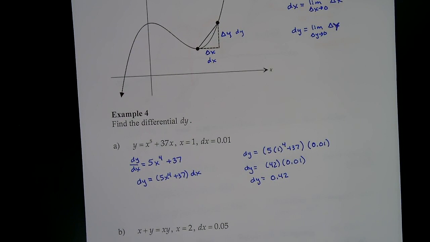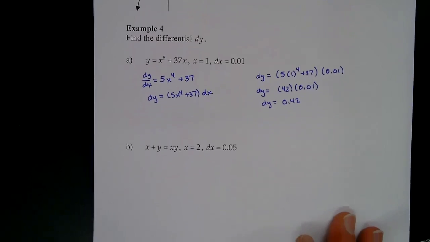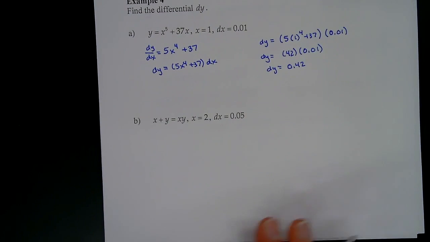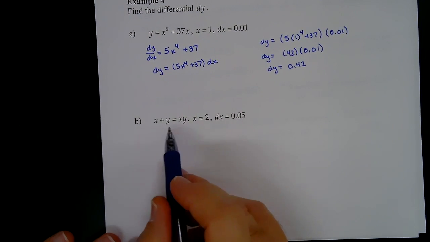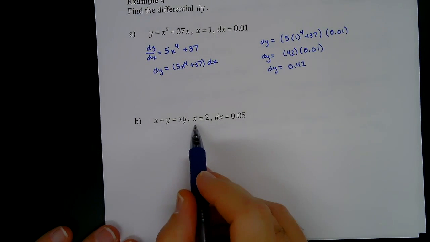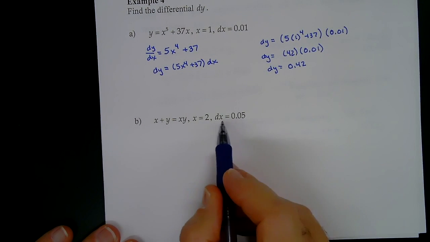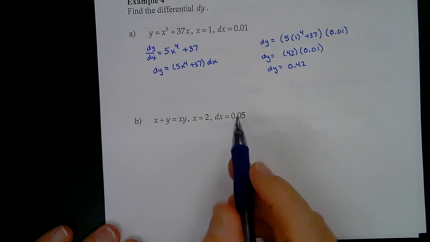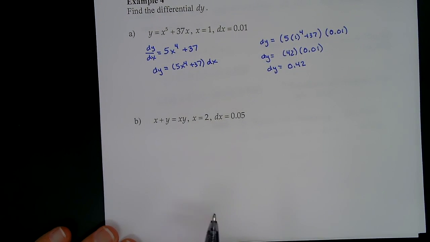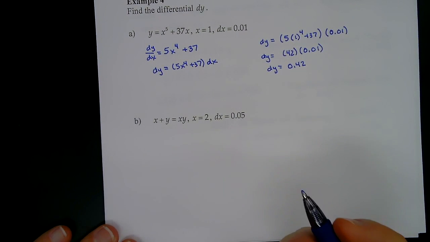Anything else is going to be different. Okay. All right, let's do this last problem, okay? So here we go. Here's an expression that relates x and y's. And when x equals 2, and I change my x by 0.05, how is that going to change the y? So that would be my dy.